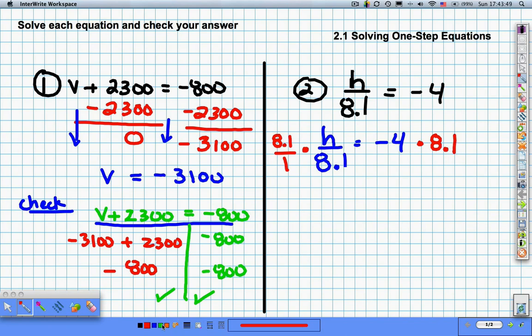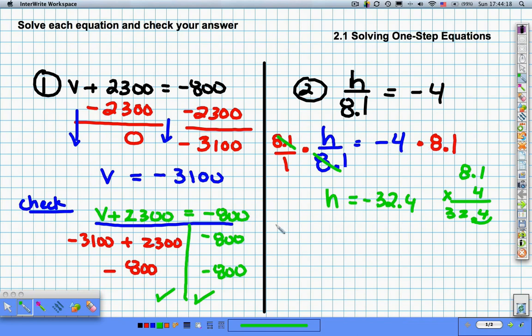Now, notice what happens here. These will cancel out, and I'm left with just h equals, and then I'm going to multiply these off to the side. So my answer will be 32.4, and I'm going to look at my signs. A negative times a positive is in fact a negative.